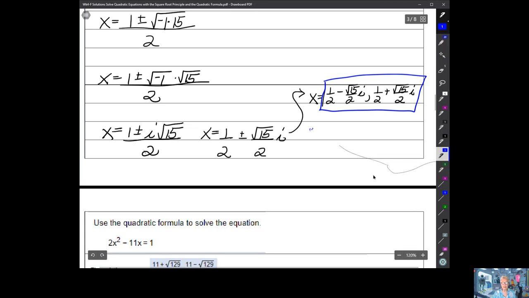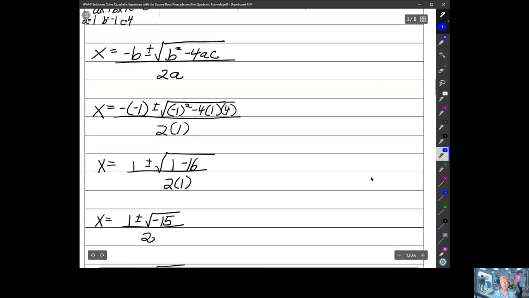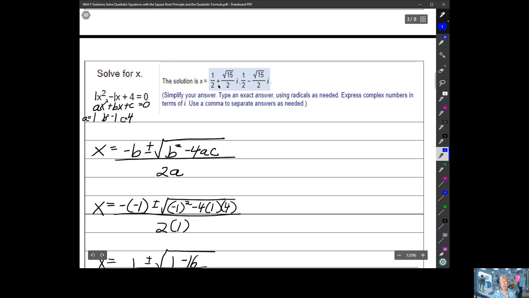Okay, let's move on. Let's look at the answer first. Yep, 1/2. Well, they put the plus first. I put the minus first. That doesn't matter. We have the correct answers. Notice how they're very careful to put i at the end. It's not under the square root, ever.